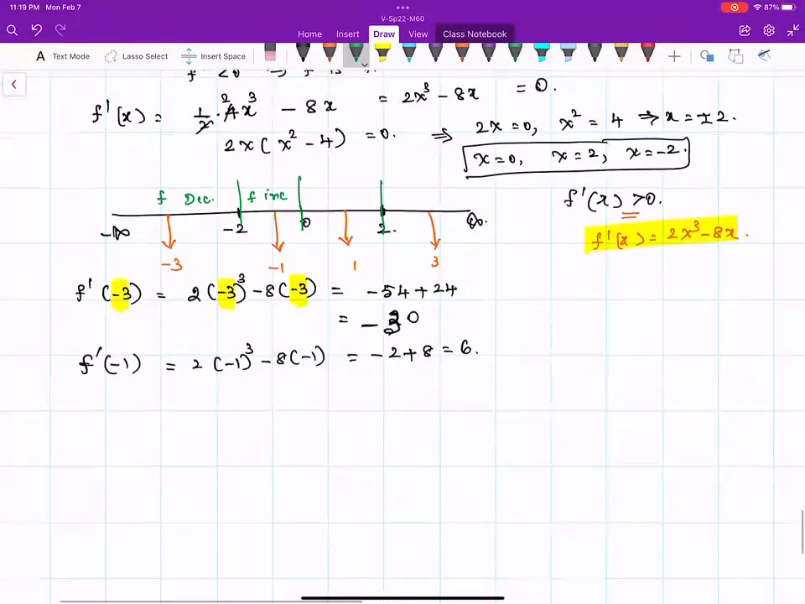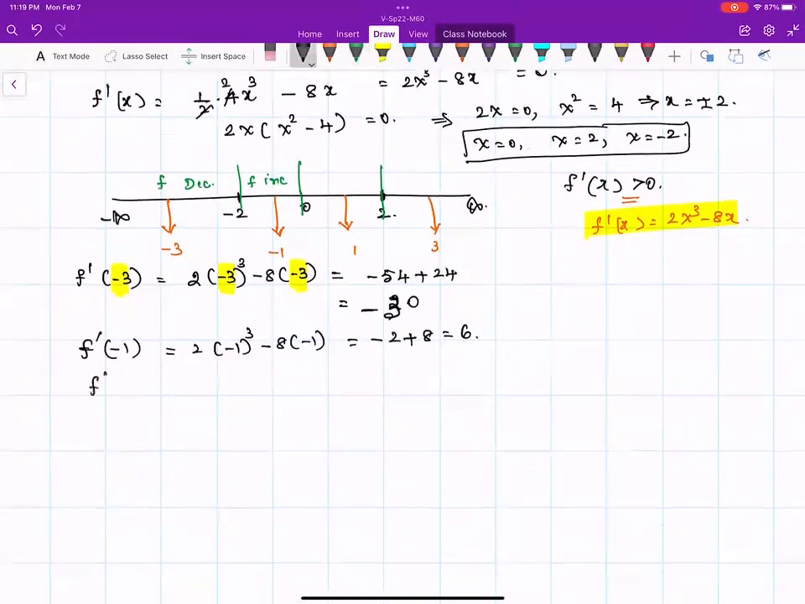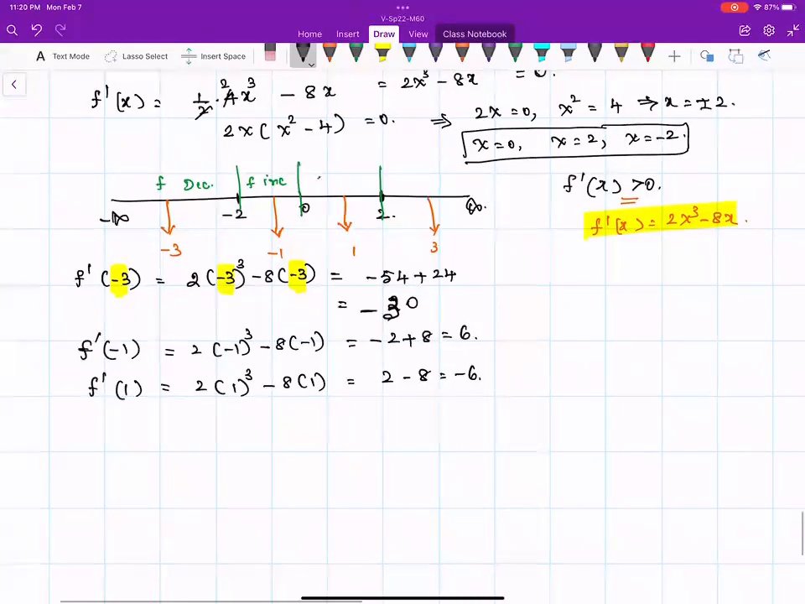Between 0 and 2, the test point is 1. If we consider f prime of 1, which is 2 times 1 cubed minus 8 times 1, it is 2 minus 8, which is negative 6. You're only choosing a test point in that interval, and the behavior at the test point is the same as at any point in that interval. So because f prime of 1 is negative, the function is decreasing here.